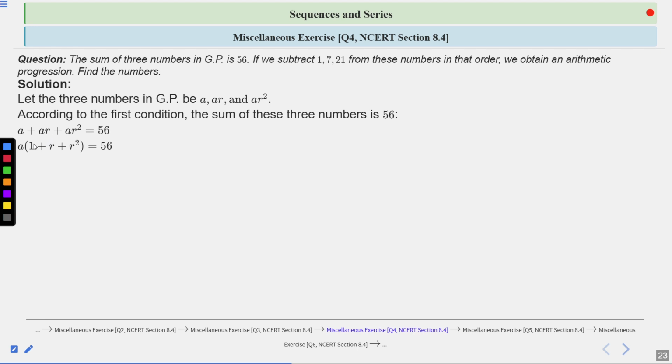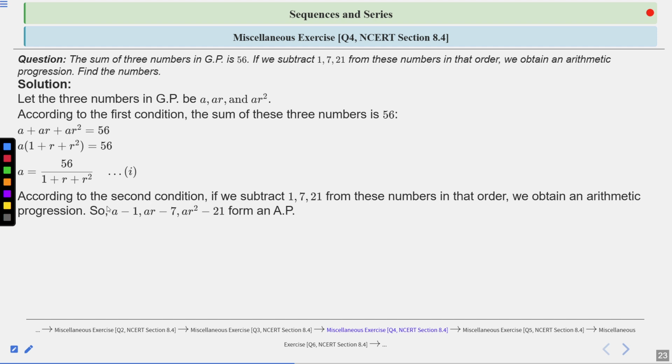Taking a common from the left hand side, we obtain a times (1 + r + r square) equal to 56. We can write a equal to 56 divided by (1 + r + r square). This is equation number 1.